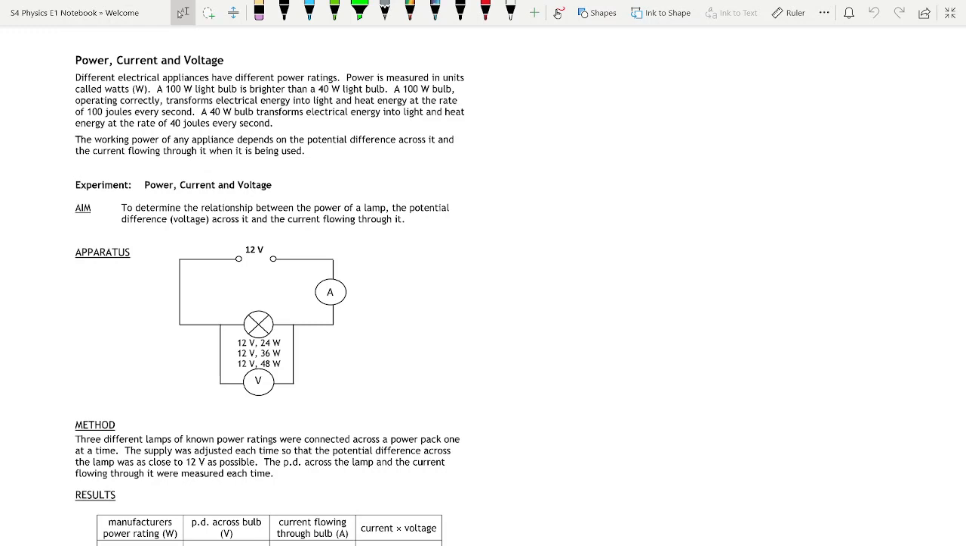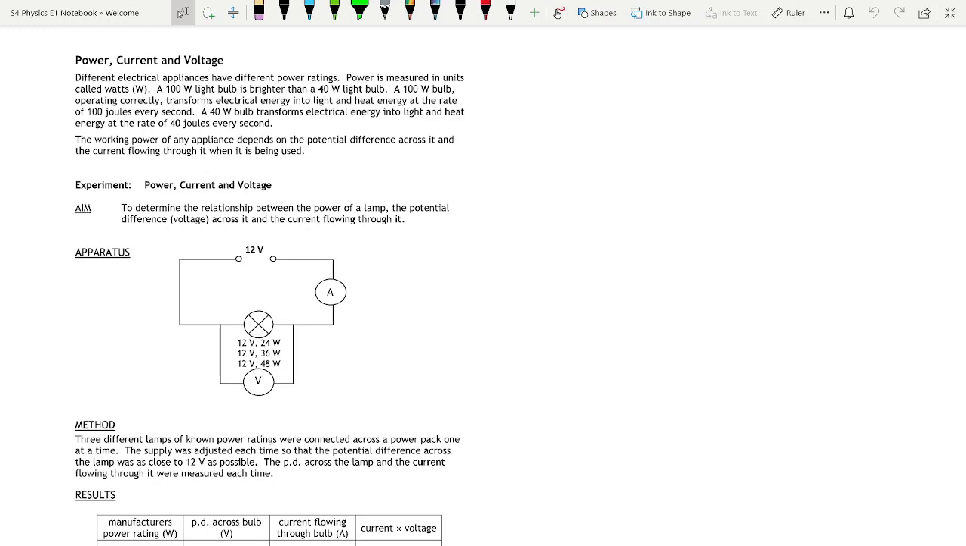So, we've done power, energy and time. We used a bulb in one of the experiments and we measured how much energy passed in a certain amount of time and we could work out the power of the bulb that way. There's a different way to work out the power of a bulb and it includes current and voltage.